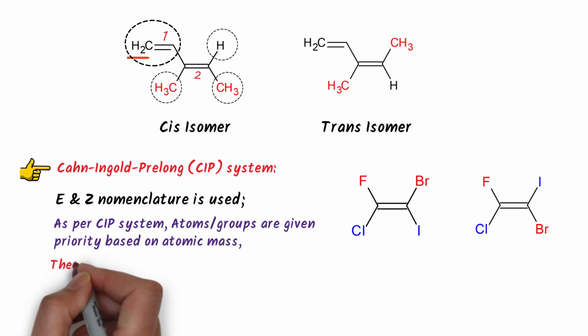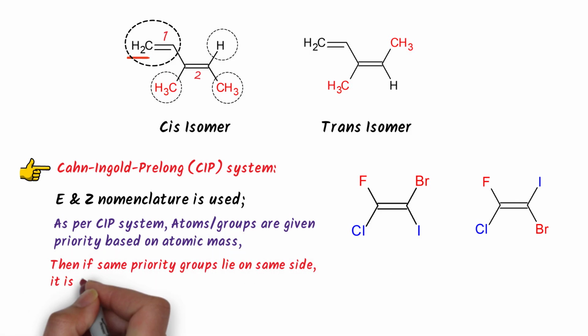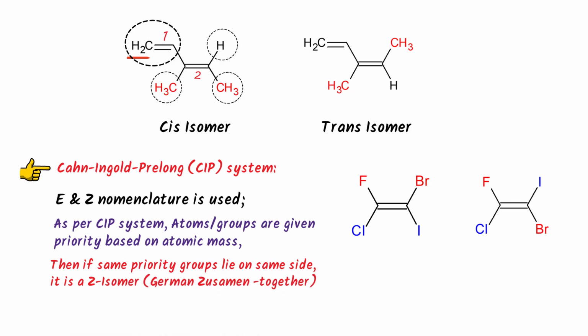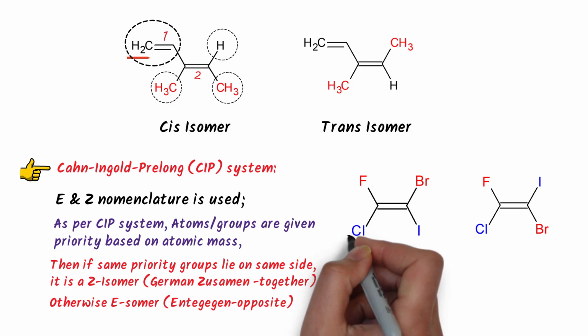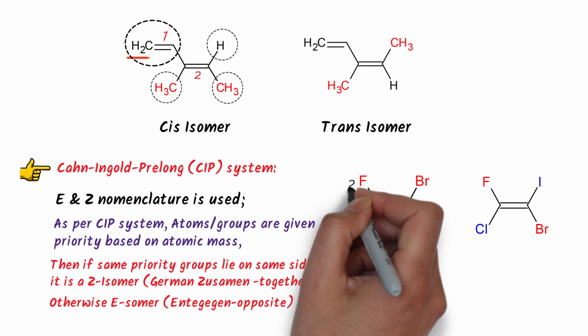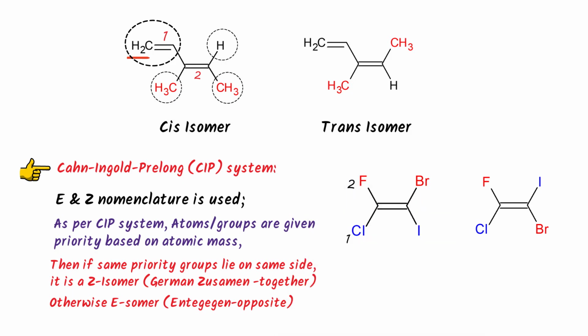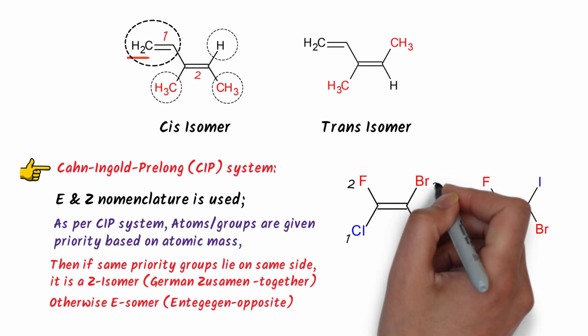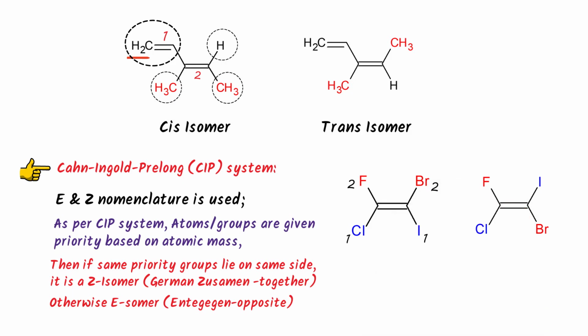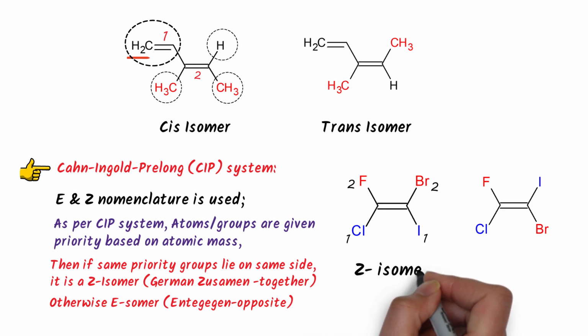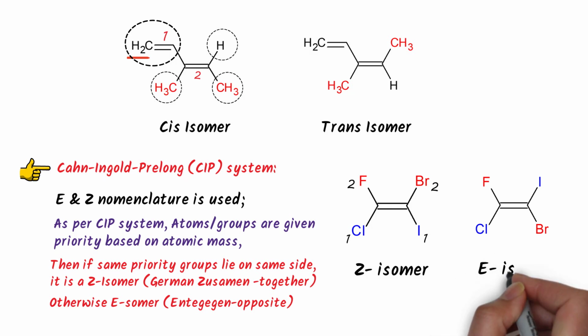Then, if same priority groups lie on the same side, it's a Z isomer, which comes from zusammen, meaning together, otherwise an E isomer, which comes from entgegen, meaning opposite. So as you see, chlorine has more mass than fluorine. Obviously chlorine will get priority first and fluorine will get priority second. Similarly, on the other side, iodine will get priority first because of larger mass, while bromine will get priority second. Now as you see, the same priority groups lie on the same side, so it's a Z isomer, while in the next case it's an E isomer.